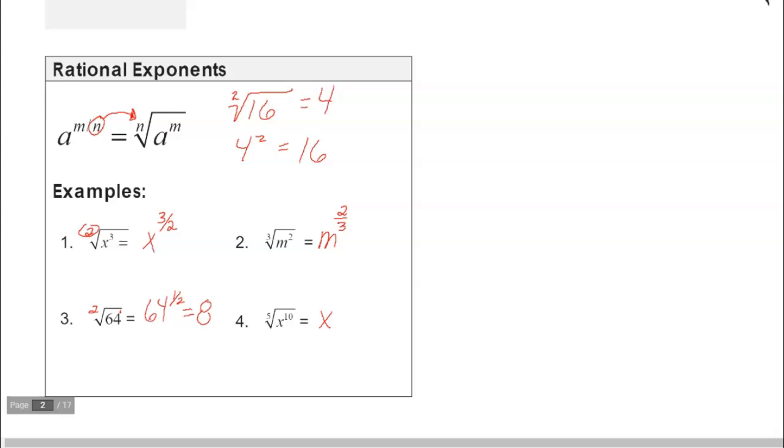Okay, if we have something like this, x to the 10 over 5, you can actually take that and simplify that. If you were to have your calculator, 10 divided by 5 is just 2. So really, this is the same thing as x squared. So if I took a number like 4 and put this in, 4 to the 10 over 5 is the same thing as 4 squared, which is 16.